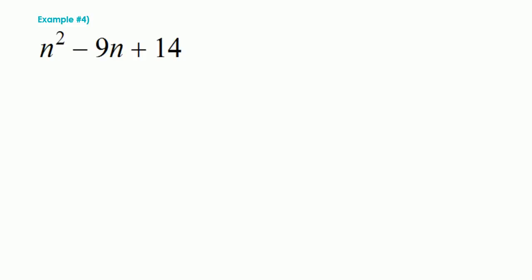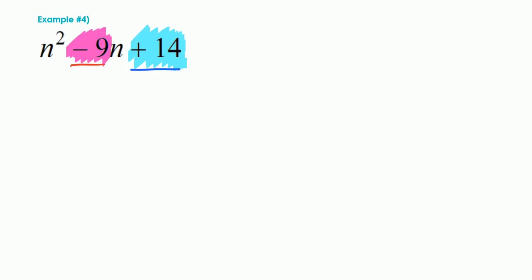All right, here's our last example of factoring quadratic trinomials. Again, just repeating myself, we're trying to find which two numbers multiply together to give us this constant number on the end, but add together to give us the coefficient on this middle term. So again, in our case, that means which two numbers multiply together to give us positive 14, but added together will give us negative 9.